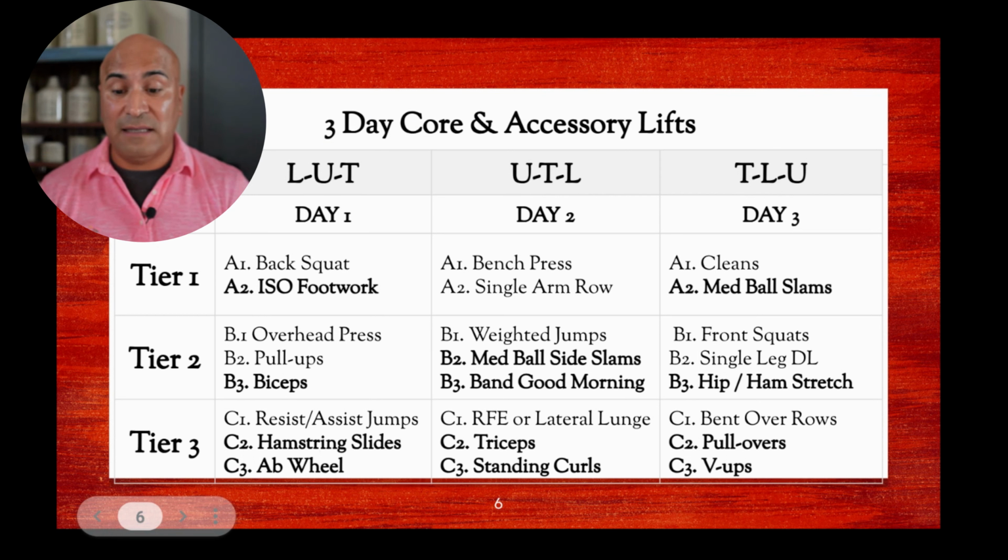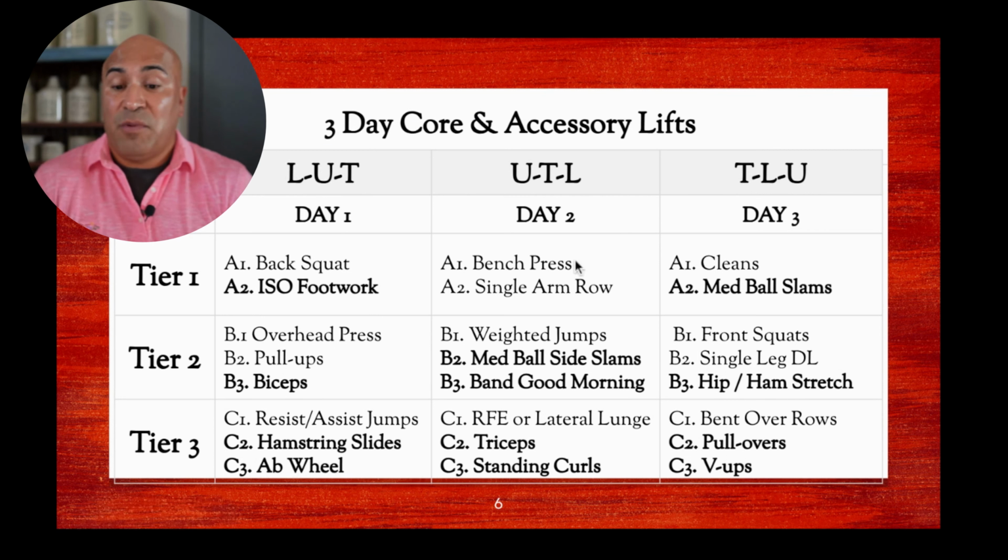Okay, so we've got anti-extension, so our ab wheel. So 1, 2, and 3. So there's three stations there in that circuit where they're just kind of circuiting around. Okay, and then for day 2, our priority lift is upper body.